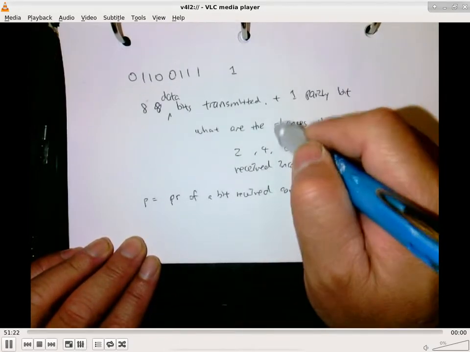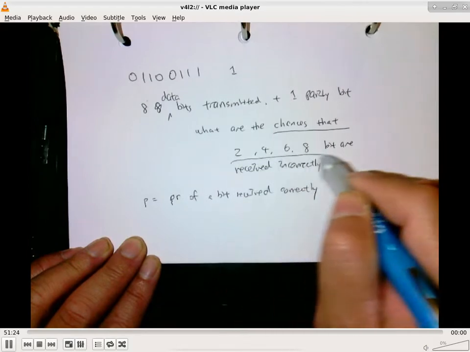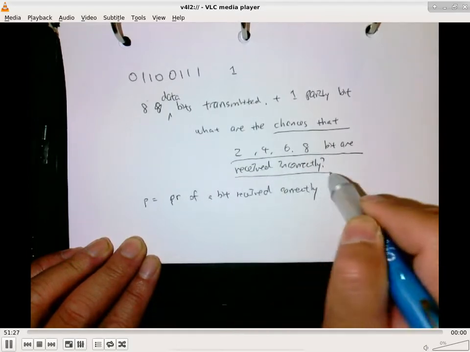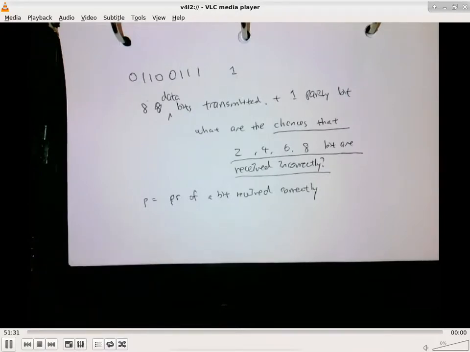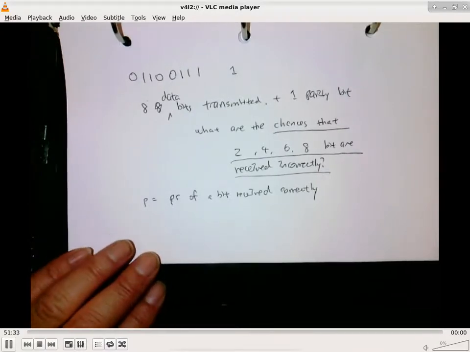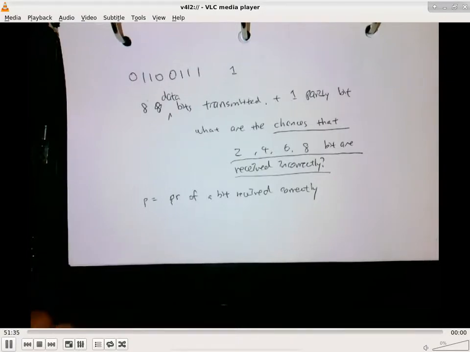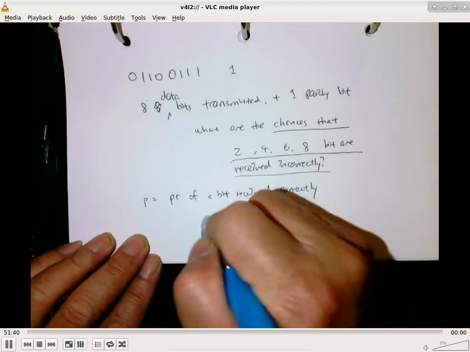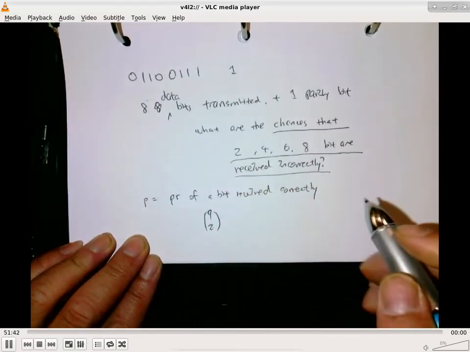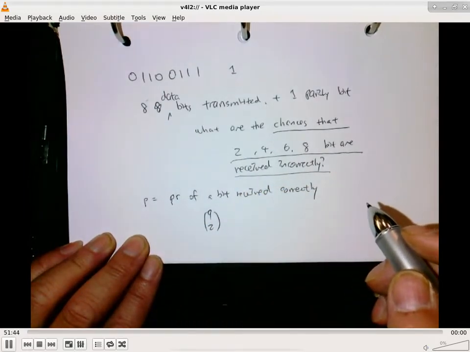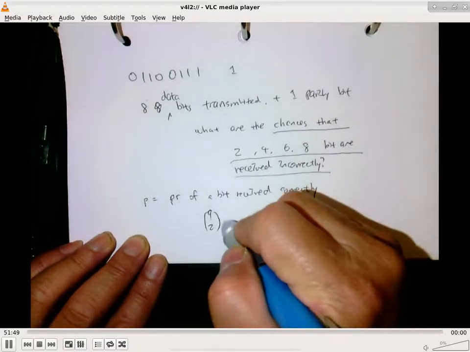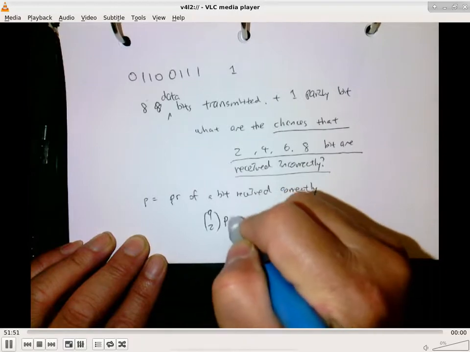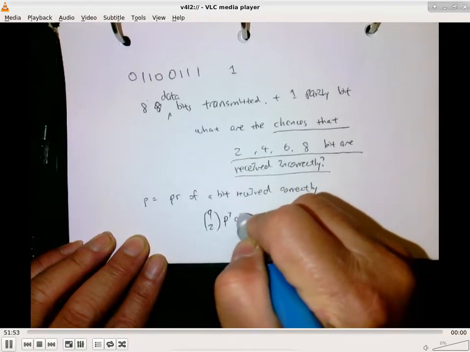So how do I figure out this probability here? The chances that we have 2, 4, 6, or 8 bits of 9 bits received incorrectly, meaning the rest are received correctly. So how do you solve this problem? Which theorem do we use? Binomial theorem. Binomial theorem. Very good. Okay, so we got 9 choose 2, right? 9 bits transmitted. Of those 2 are received incorrectly. So in this case, P is to the power of 7, Q is to the power of 2.